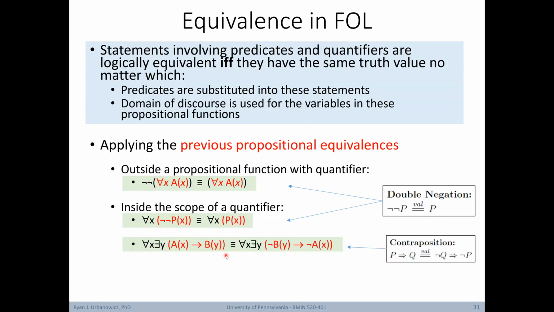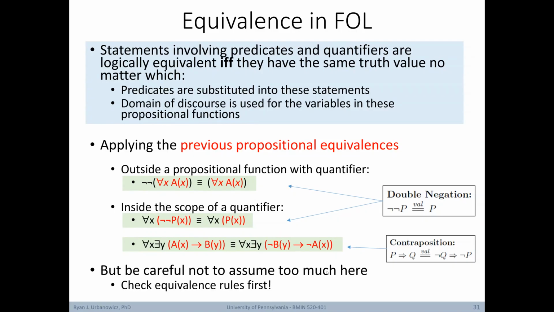Again, inside the scope of a quantifier, we're going to apply contraposition. Notice that the scope of both x and y includes everything within parentheses, and we use contraposition to change this expression to this one. Note that the respective variable and predicates stay together during this transformation. However, be careful not to assume that all of the predicate equivalences you've already learned can be applied in this same way. The following slides will show some exceptions that include quantifiers.